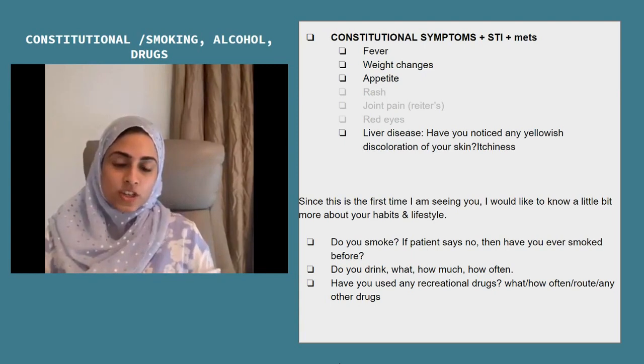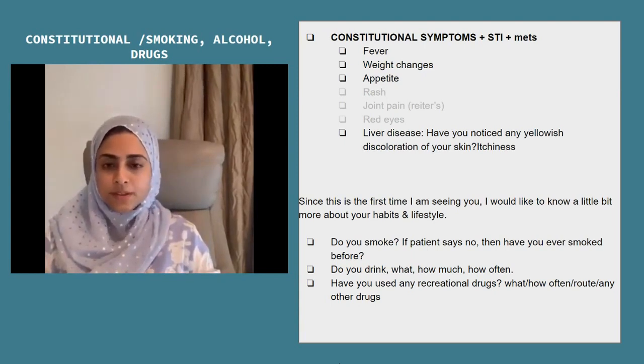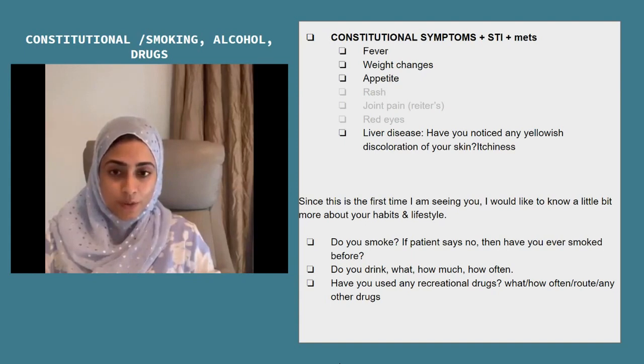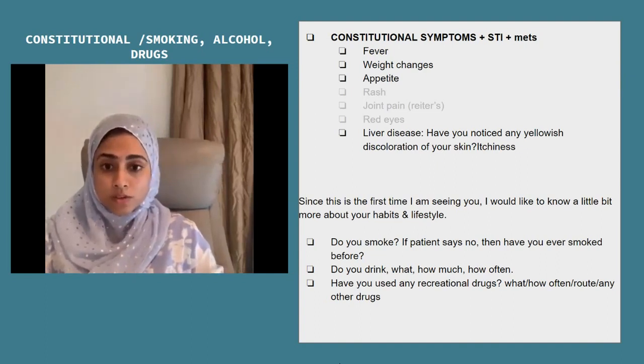So in the next section, I usually do a quick screen of constitutional symptoms. So I ask whether there are any fever, weight changes, and in particular for the contraceptive, I ask about liver disease. So I would ask, have you ever noticed any yellowish discoloration of your skin or eyes? And then I do the SAD, which is the smoking, alcohol, and drugs.